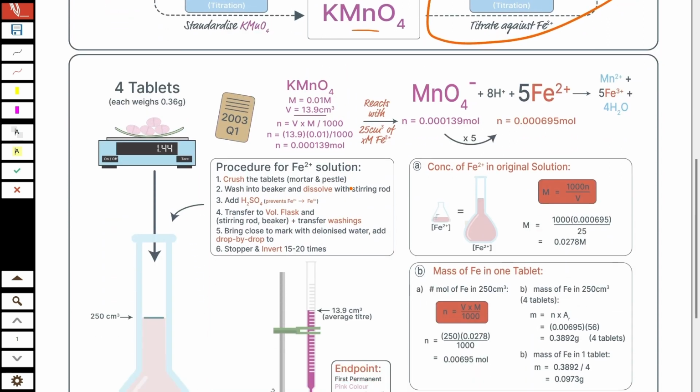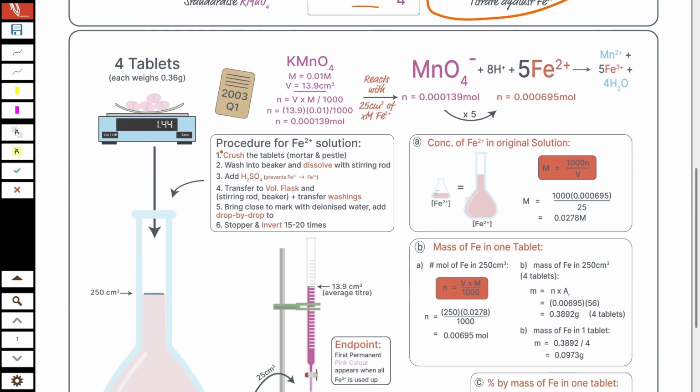In terms of the actual questions themselves, there will always be some part, like we said in the previous question about the iodine thiosulfate, where you would be asked the steps for making up the thiosulfate solution. Here too, they would no doubt ask you how your iron tablet solution was prepared. So the various steps involved: you would take your tablets, crush them in a mortar and pestle, and dissolve them in a beaker with a stirring rod. Very important when you're making up your iron 2 sulfate solution is that we always add dilute H2SO4, and this prevents the aerial oxidation of Fe2+ to Fe3+. This is a very important detail, always asked.